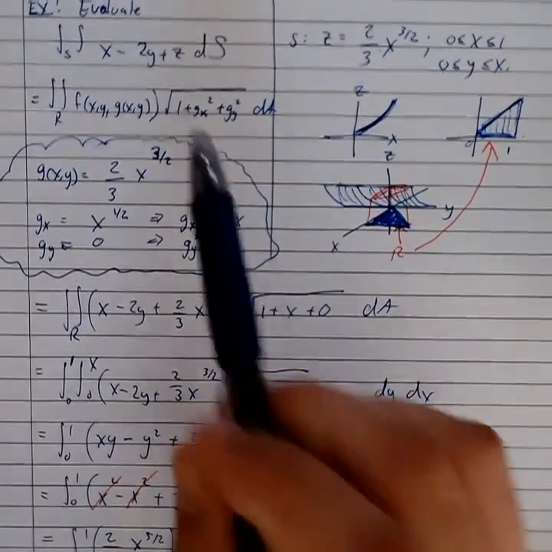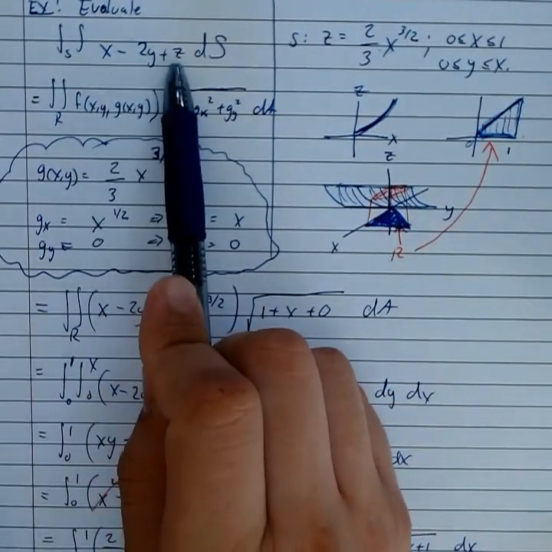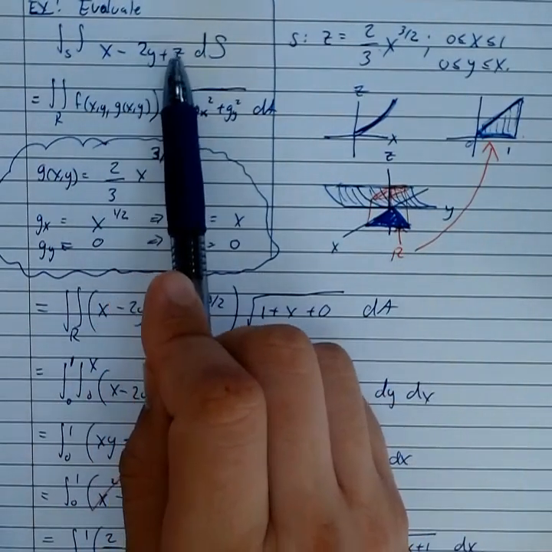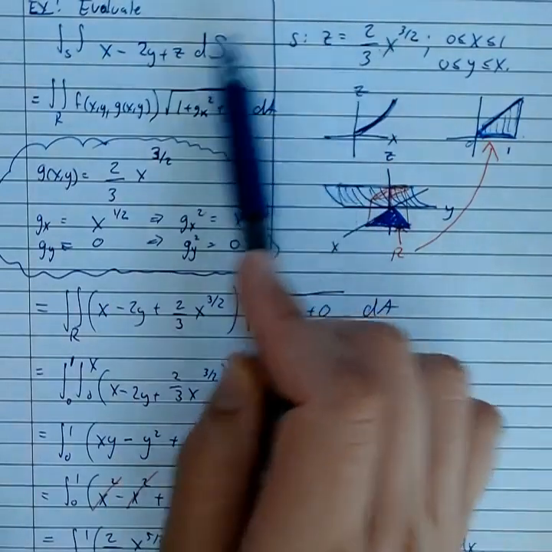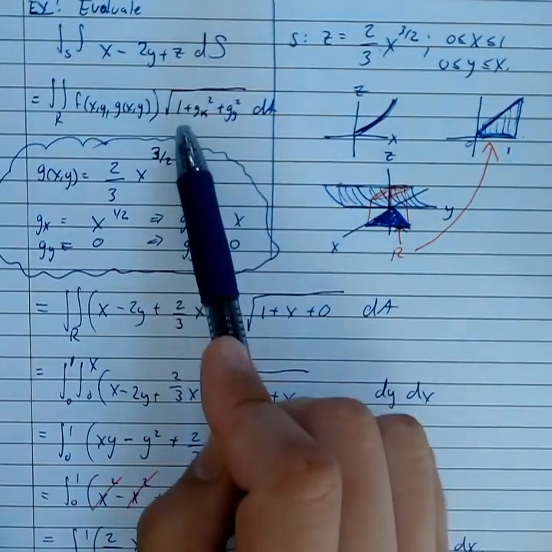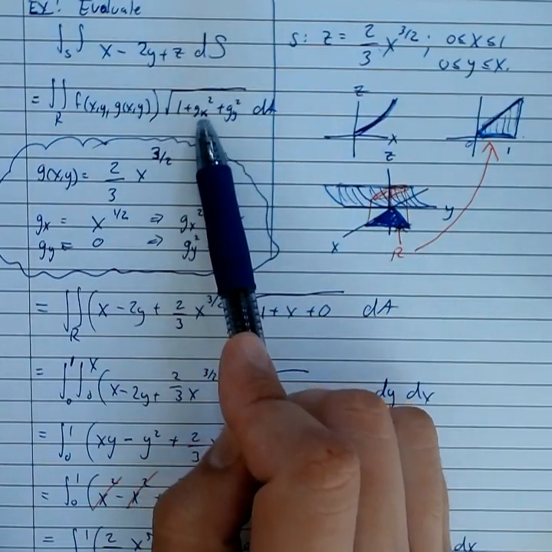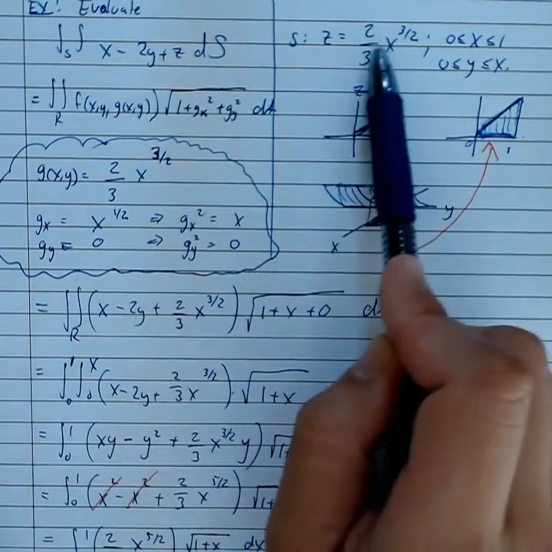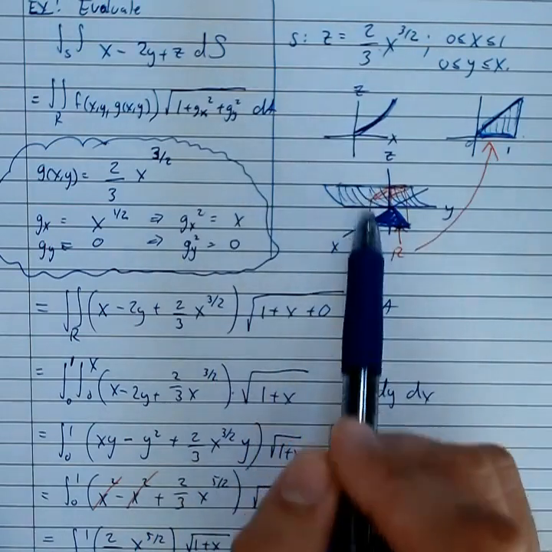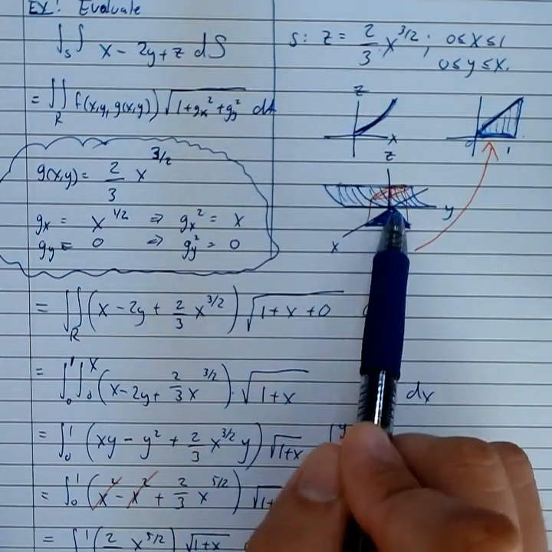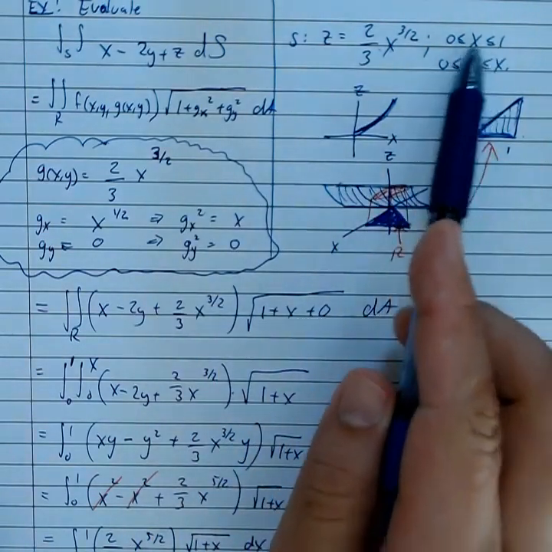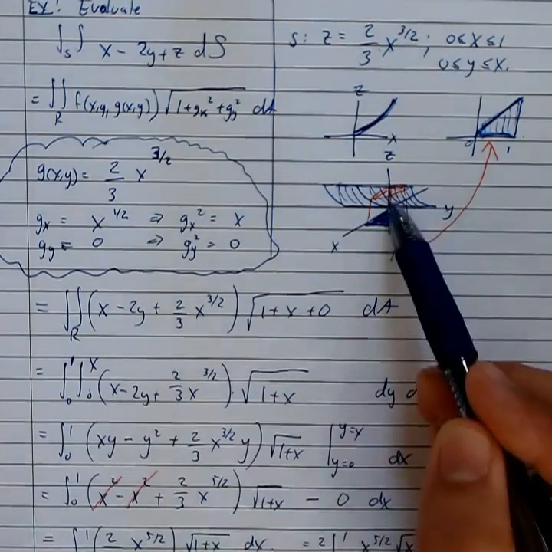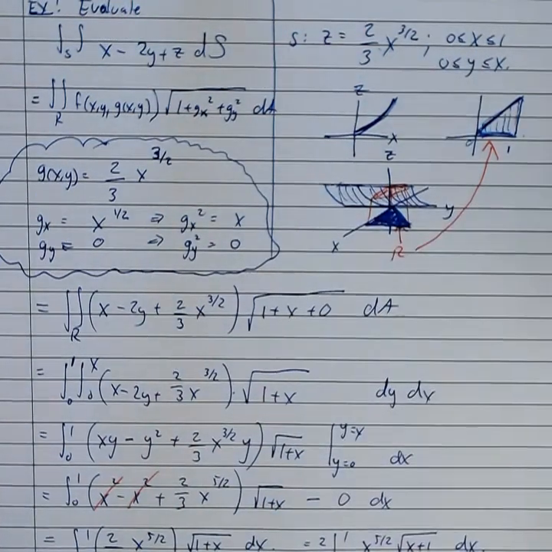You're going to take these. X's and Y's stay as they are. Z is being written using the surface. dS is the square root of 1 plus g sub x squared plus g sub y squared, where again g is our surface. And that's being integrated over the region in the plane, right? The boundaries on the xy plane over here.